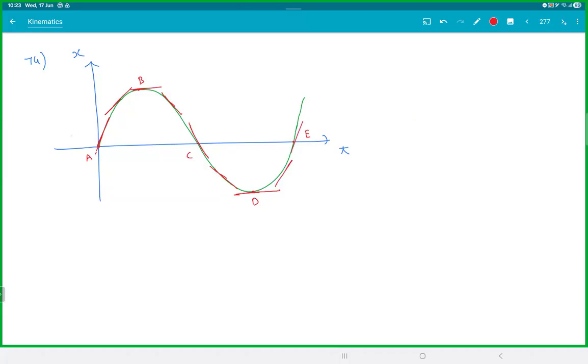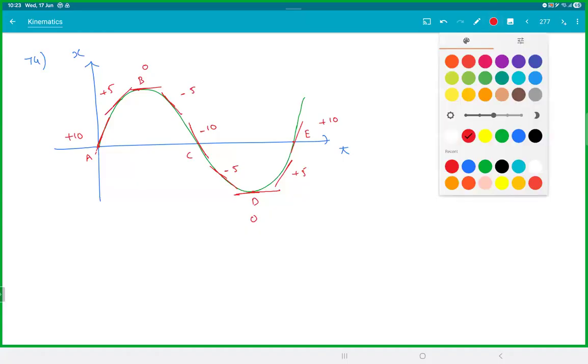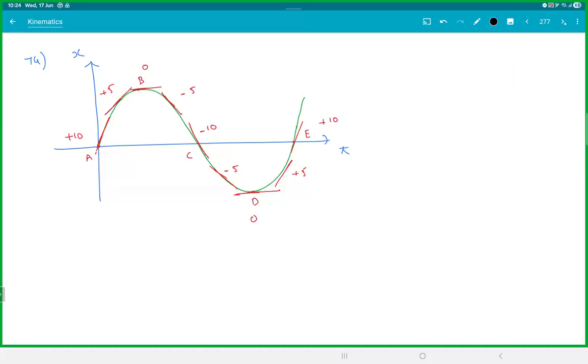If I have to give you some numbers, this is how it will look: plus 10, plus 5, 0, minus 5, minus 10, minus 5, 0, plus 5, plus 10. Some random numbers, okay? That is how the slopes will look. Now you can clearly see in which region is the magnitude increasing. A to B, magnitude is decreasing. B to C, magnitude is increasing. So B to C. C to D, again you're going to 0. And DE. You can clearly see speed increases. Or you can say slope, magnitude of slope increases. We don't want the sign.